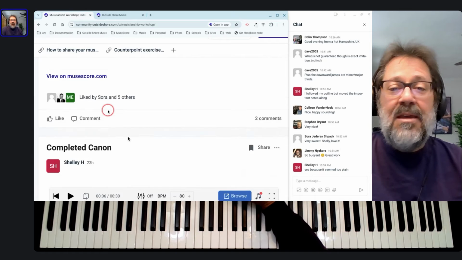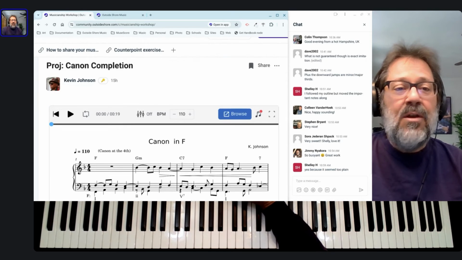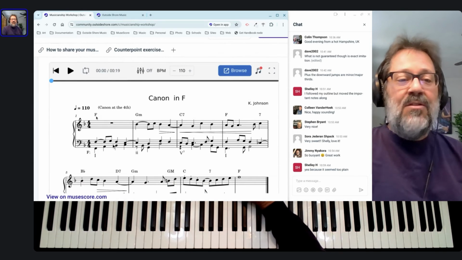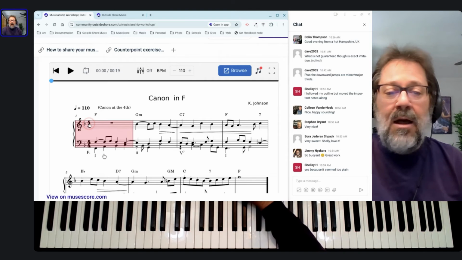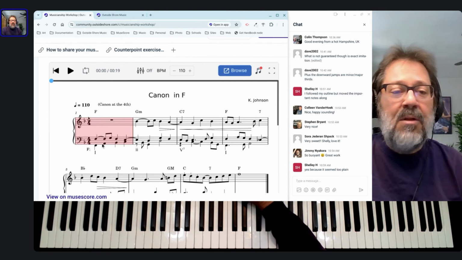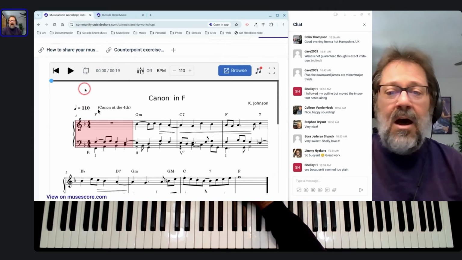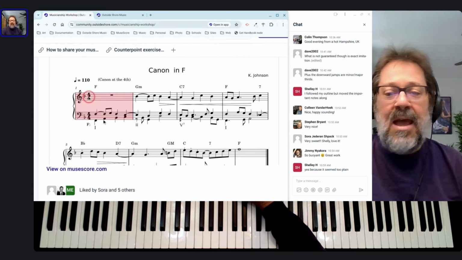And I'm expecting the process everyone is following is essentially the same. So let's just see what we get. Here's Kevin. We've got a couple of Kevins. So this is Kevin Johnson, his canon in F.